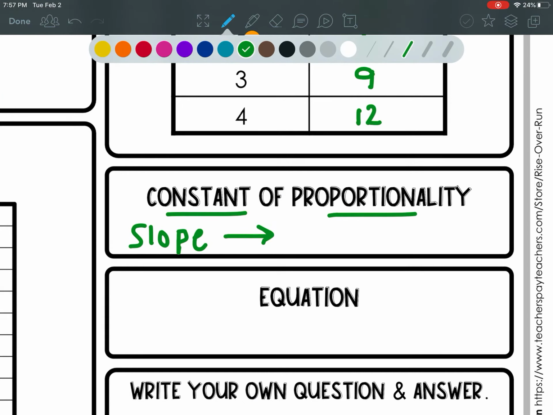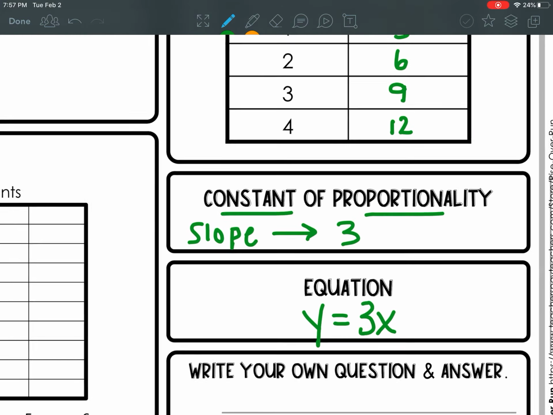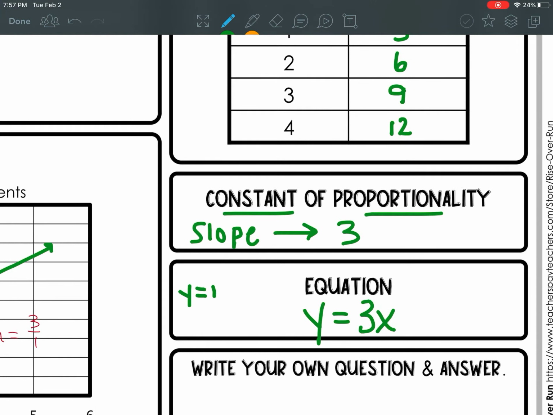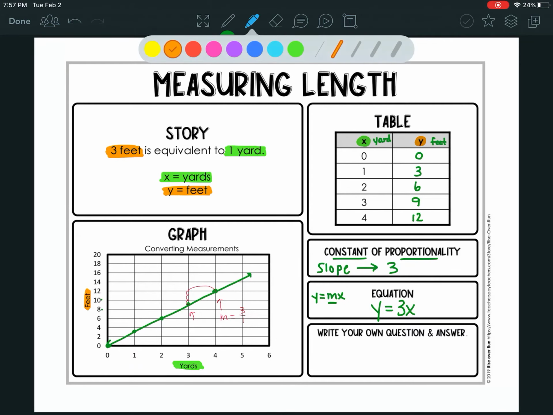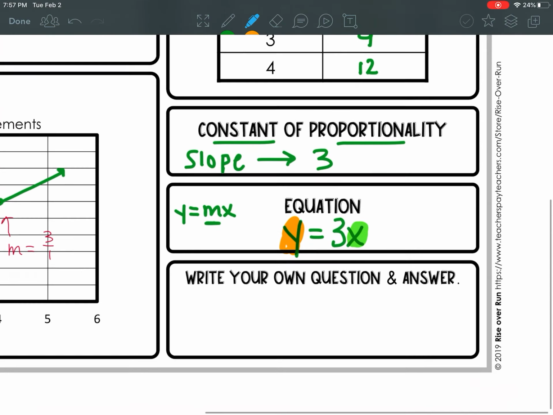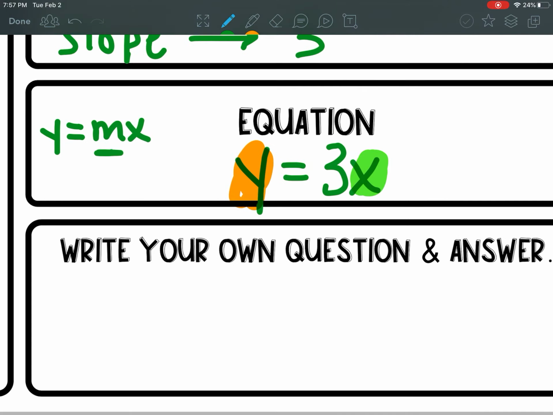We could pull it from the graph, we could pull it from the table, and we could also pull it from the scenario, the story. So the slope is 3. So our equation is y equals 3x. Remember, we're just using y equals mx or kx, same thing. You are just replacing the m. So again, our x, we highlighted everything in green, so that x represents the number of yards. So 3 times however many yards, and then the y gives us the number of feet it is. So we're just using conversions.